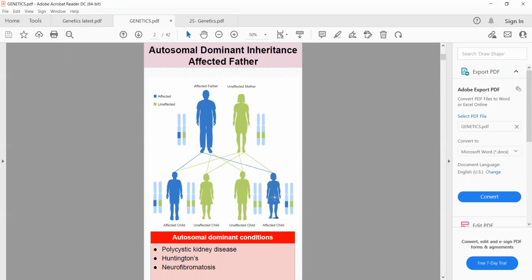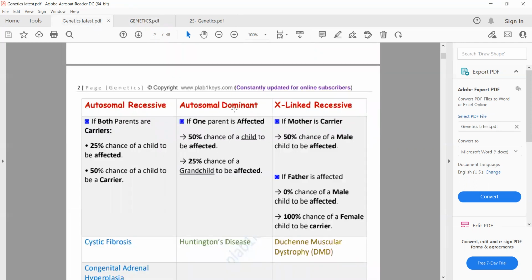So 50% of the children will be affected and 50% of the children will be unaffected, and 0% of the children will have a carrier state, because in dominant diseases there is no carrier state. So in autosomal dominant diseases, if one parent is affected, 50% chance of a child to be affected and 25% chance of a grandchild to be affected, because out of 16 only 4 will be affected. We discussed that.